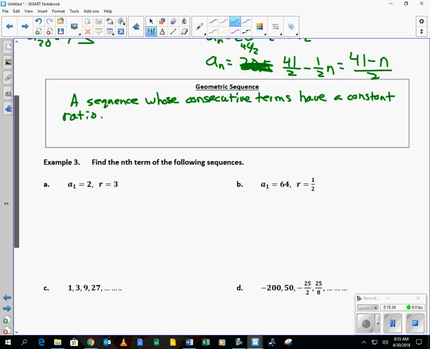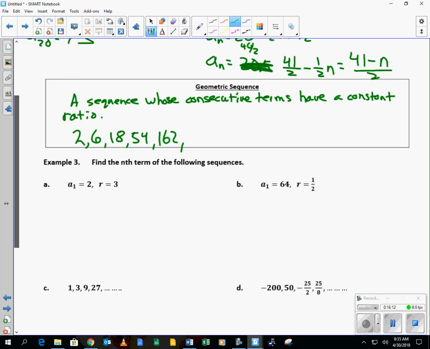So you start with a term. We'll say that you start with 2. And then the next one will be 6, and the next one will be 18. Anybody know what the next term is going to be? 54. Anybody know what the next term is going to be? 162. You know what I'm doing each time? Multiplying by 3. So instead of a difference, it's a ratio.